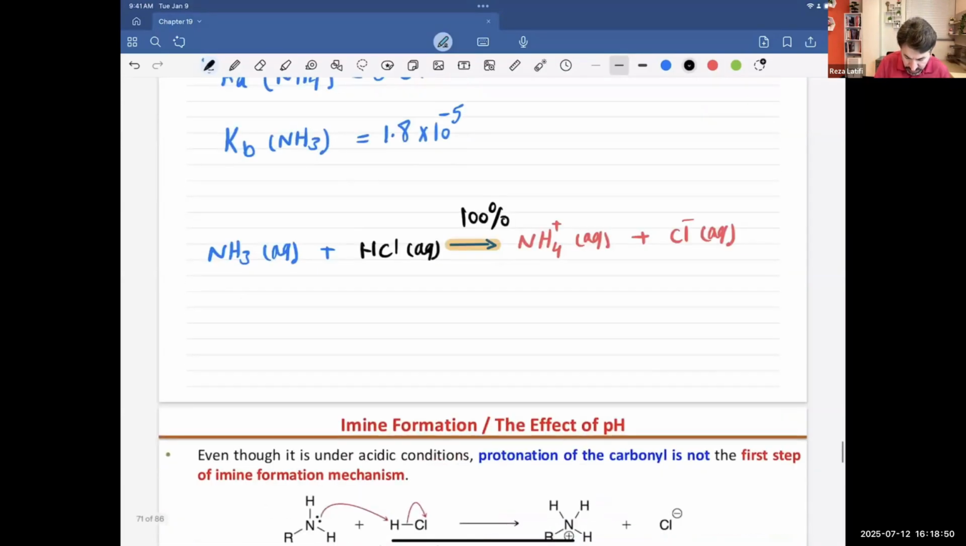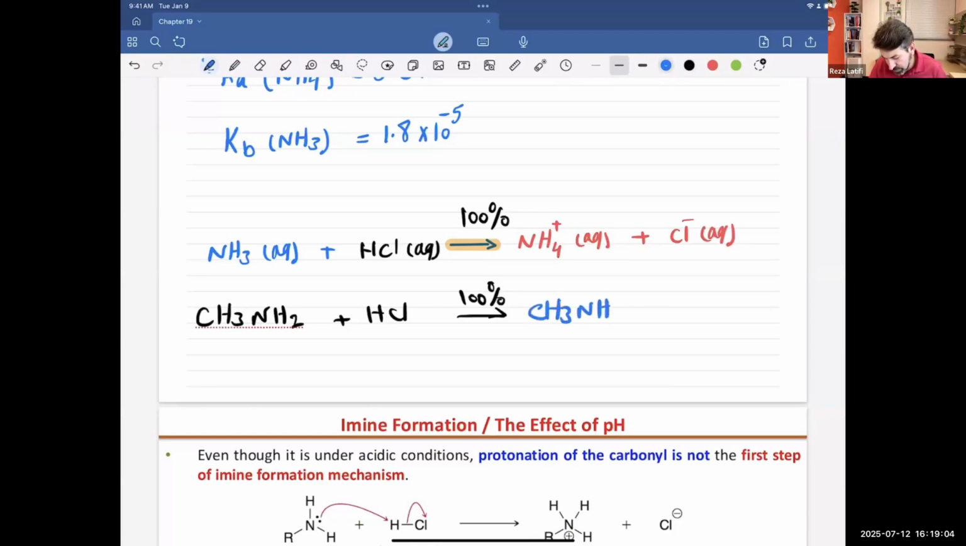That means if I start with a compound such as CH3NH2 and I add HCl to it, this reaction is going to be 100% conversion, and I will get this plus Cl minus. And this one is not a nucleophile. That cannot be used as a nucleophile because there is no lone pair on nitrogen anymore. So you have to be careful about how much acid you are adding to the solution.